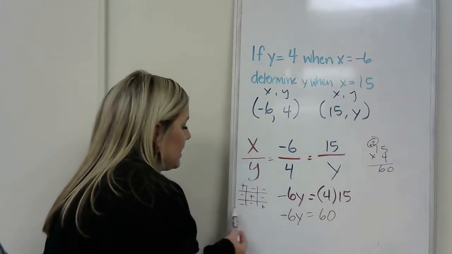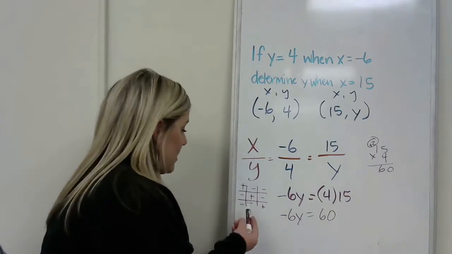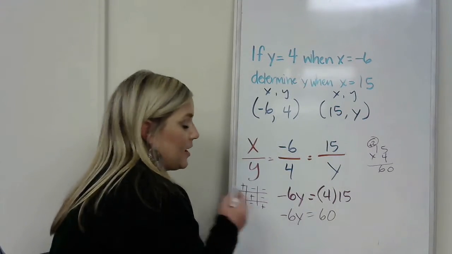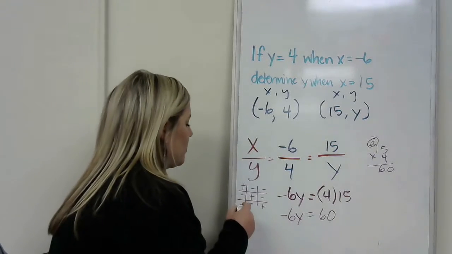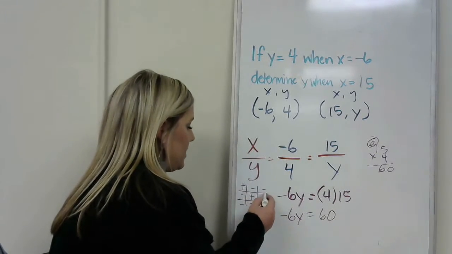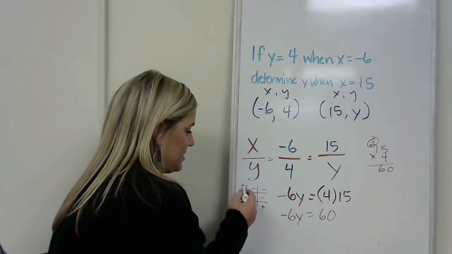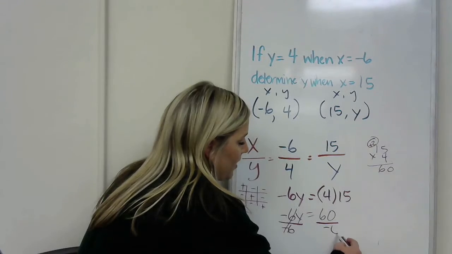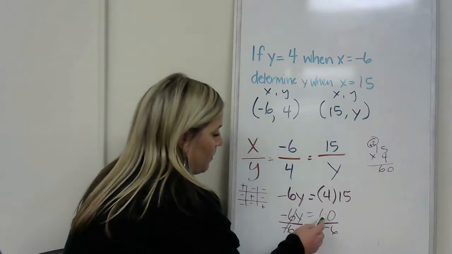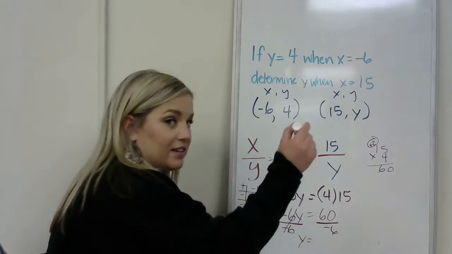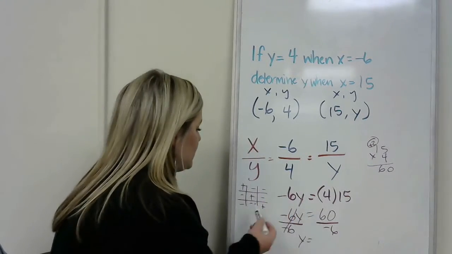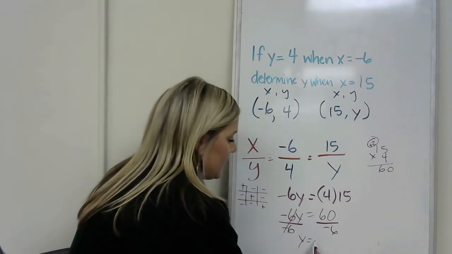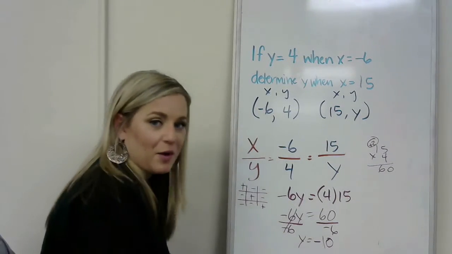So we need to make this be a positive y. If you had divided by a positive 6, you'd have negative y, and we don't want a negative y. Negative 6 divided by negative 6 is positive. So we're going to divide by negative 6 on both sides. And y is equal to, well, 60 divided by 6 is 10, but a positive 60 divided by a negative 6 is going to give me a negative 10. So y is equal to negative 10.